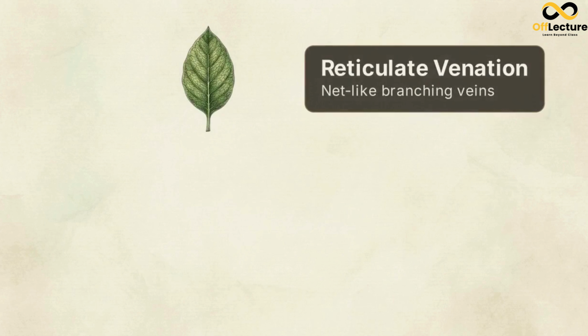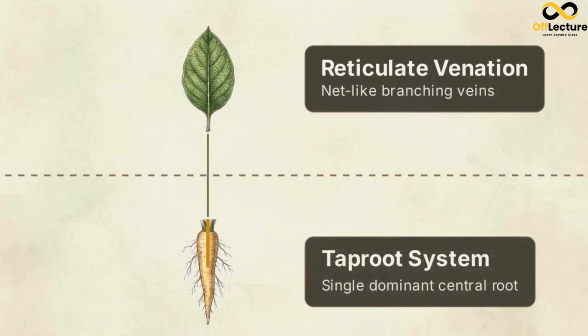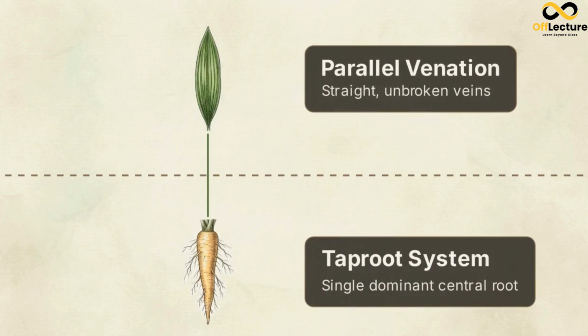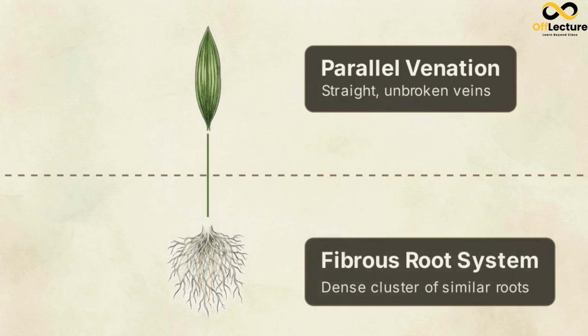The rule is strict. If a leaf displays reticulate venation, a complex net-like design spreading outward from the midrib, that plant possesses a taproot system below ground. Conversely, if the leaf displays parallel venation, where the veins run in straight, unbroken lines side by side, that plant will always anchor itself with a fibrous root system.